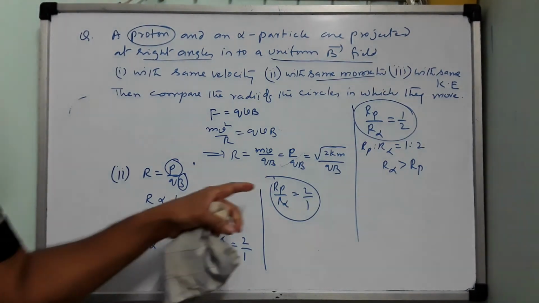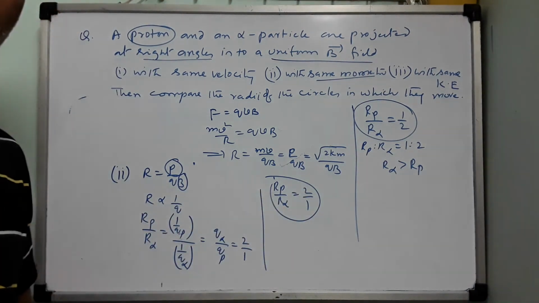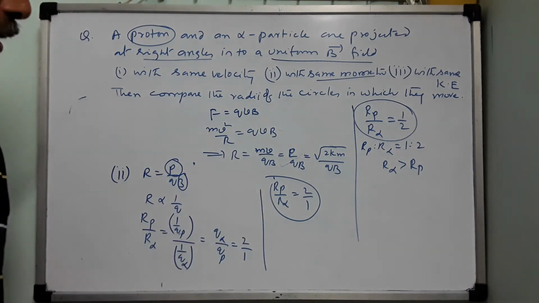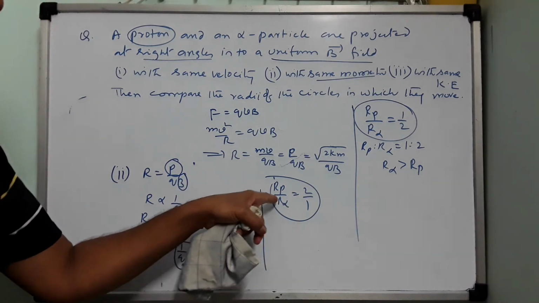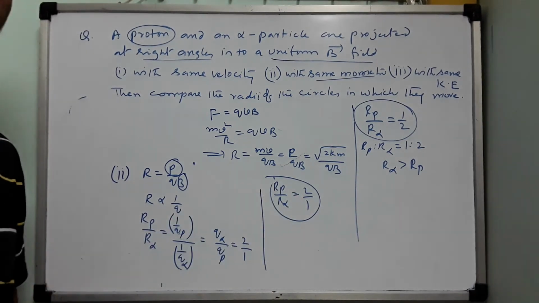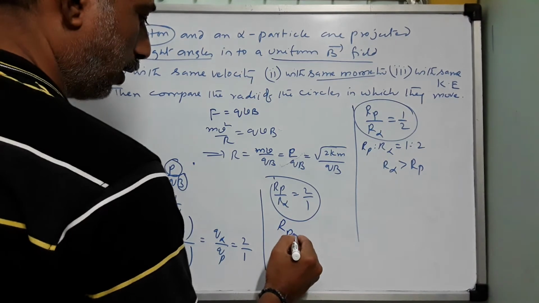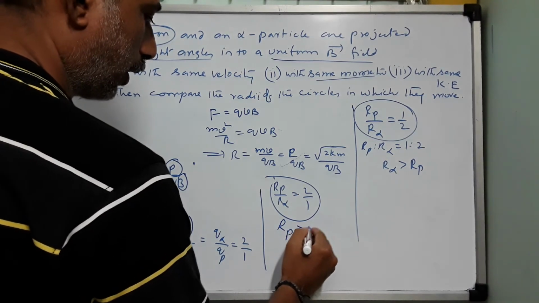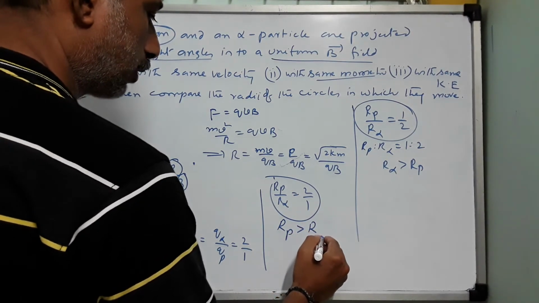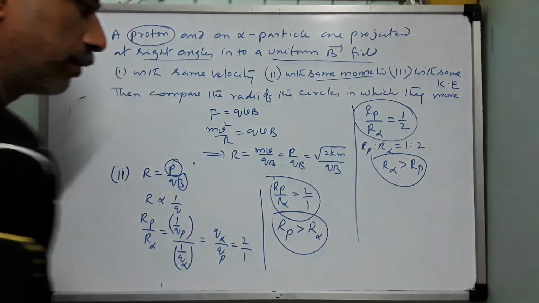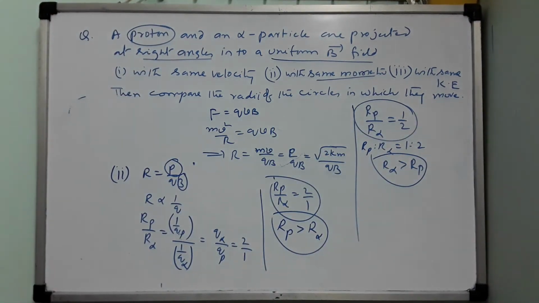So now it is the proton that will go in a circle of bigger radius, twice the radius of the alpha particle. So Rp by R alpha is 2 by 1, Rp to R alpha is 2:1. Now the radius of the circle described by the proton is greater than the radius of the circle described by the alpha particle. Observe this difference. The answer will not be the same every time. Fine. Now we will take the third bit.